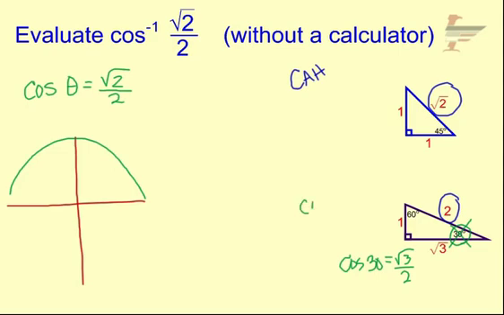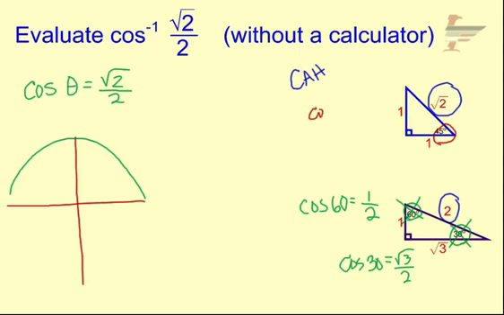Let's look at the cosine of 60 right here. Adjacent is 1 over the hypotenuse of 2. Well, that's not root 2 over 2, so I know it's not 60 degrees. So I just disregarded the entire 30, 60, 90 triangle. Now let's go ahead and try the 45, 45 triangle.